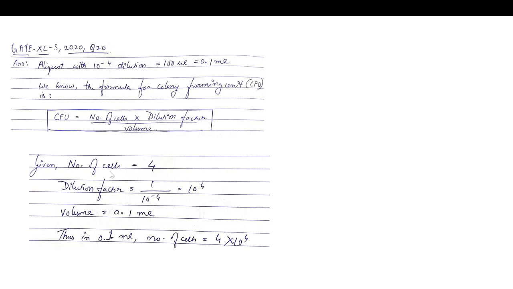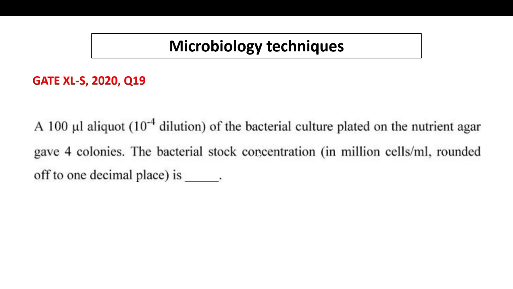Then dilution factor is 1 by dilution. Dilution is given as 10 to the power minus 4, so your dilution factor is 10 to the power 4. What is the volume they have given? That is 0.1 ml. So in 0.1 ml, how many cells are present? These 4 cells are present. They have said that 4 colonies are present, so the culture plate on the nutrient agar gave 4 colonies.